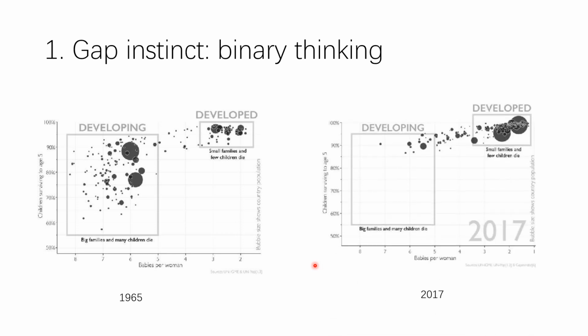Nowadays, here's the picture from 2017. You can see from this picture that the box of the developing countries is almost empty, and most countries are in the position of the developed countries. On average, most countries have fewer children than before, and their survival rates have greatly increased. And also, the gap between the developing and the developed countries is not as huge as we imagine.